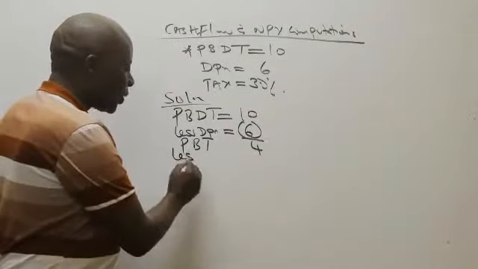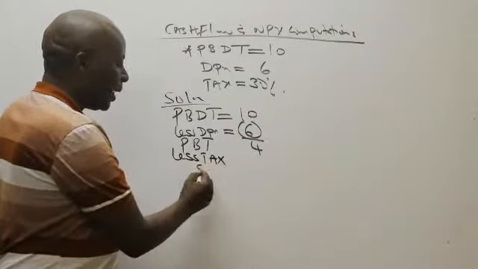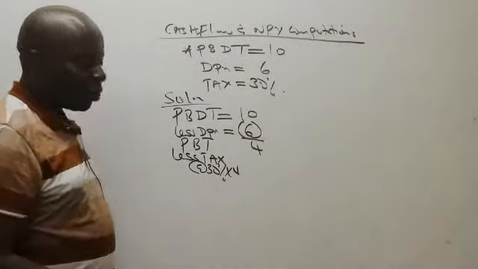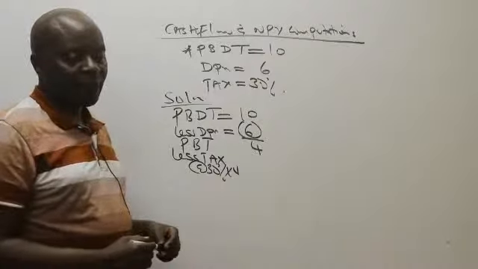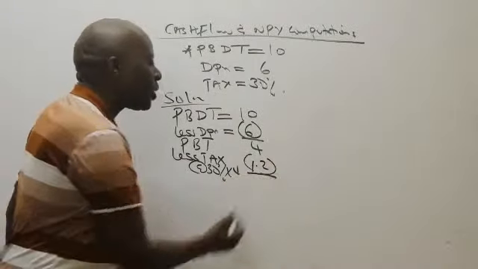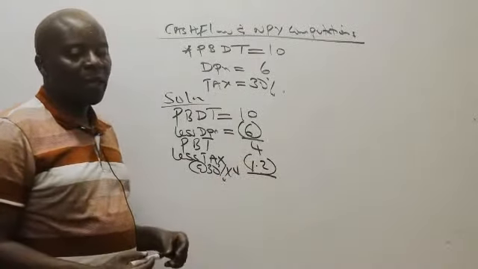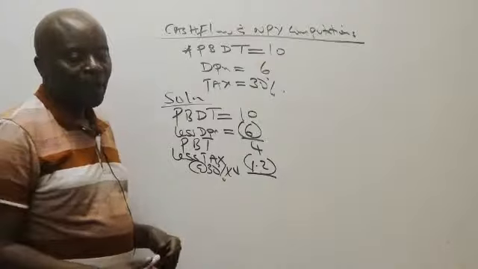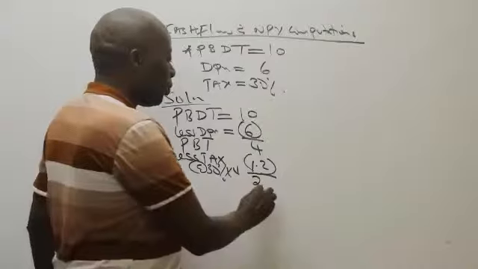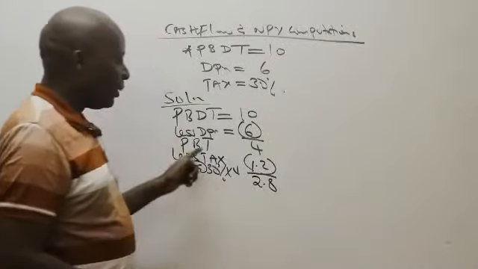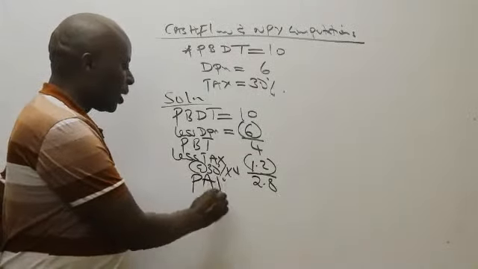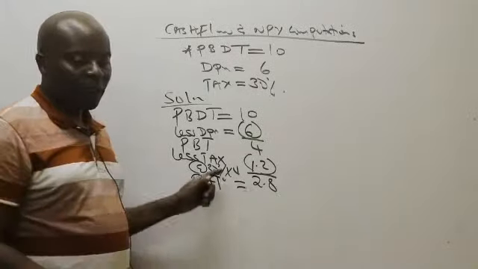So I'll come under less tax at 30%. What is 30% of 4? It is 1.2. Thank you very much. So 4 minus 1.2 will end up giving me 2.8. Now remember, this will be my profits after tax. This will be what we call the PAT, the profit after taxation.